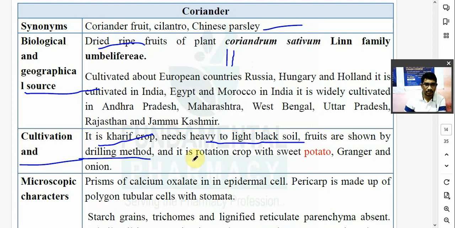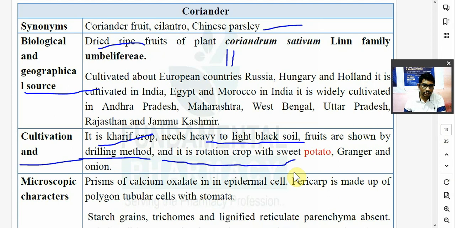It is a kharif crop, needs a heavy to heavy black soil. Fruits are sown by drilling method, and it is a rotation crop. Rotation crop with the potato, ginger and onion. रोटेशन क्रॉप आहे, ठीक आहे. आता तुम्ही बटाटे लावले, अगर आपने पोटैटो क्रॉप लिया है, तो वो पोटैटो आपका 3 or 4 months में आता है. Immediately after digging the potatoes, you have to plant this coriander. उसके बाद में इमीडिएटली दूसरा कुछ. So it is a rotation crop with the sweet potato. Sweet potato मतलब रतालू, जो फास्टिंग के टाइम पे खाते हो. Then ginger and then onion. कांदा, आले, या फिर जिंजर एंड पोटैटो, उसके साथ में ये रोटेशन क्रॉप.